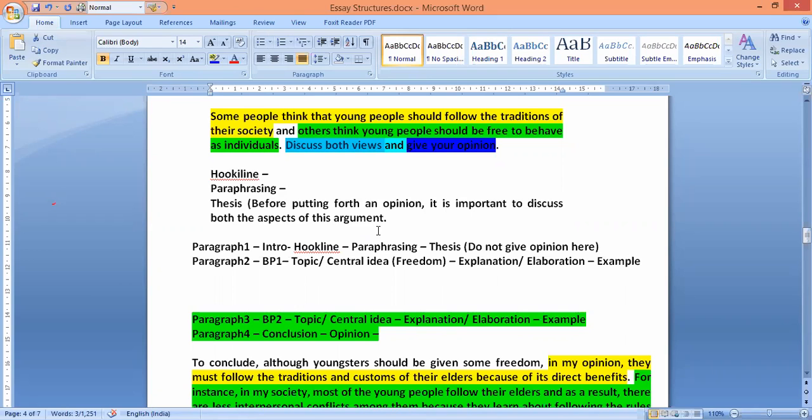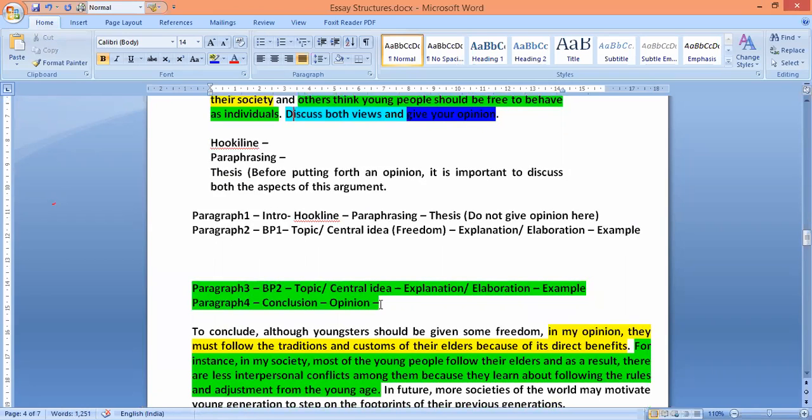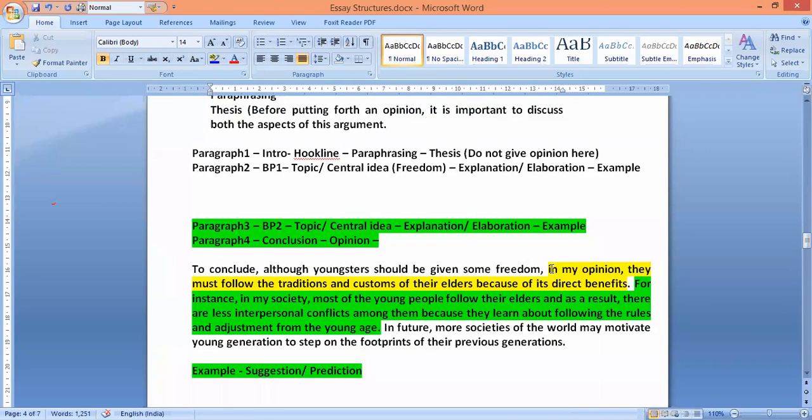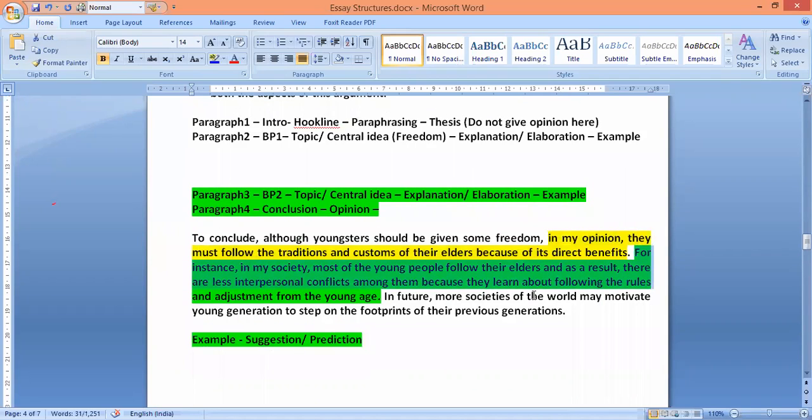Yes, sir. You have to discuss both the sides. In BP1 you will discuss one side, in BP2 you will discuss the other side, and then in the conclusion you will give your opinion and your personal example. Personal can be like in my society, in my family, in my relative's house, maybe in my school, you can say anything. As per my knowledge or as per my experience. Yes, great, that's good. As per my experience, if this happens, this will happen.